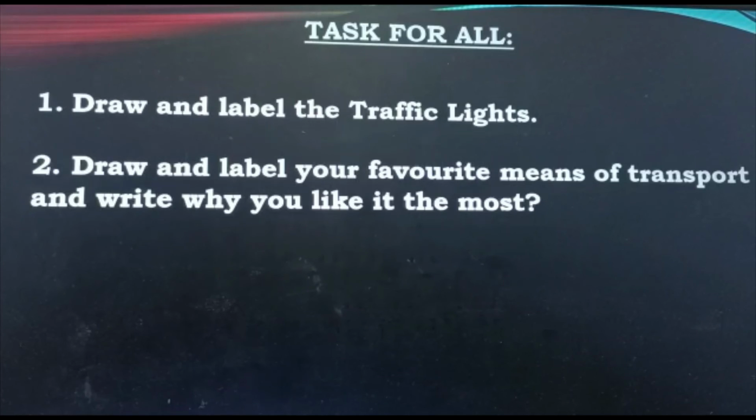Now I have a task for everyone, no choosing. First, draw and label the traffic lights. Second, and this is my favorite one, draw and label your favorite means of transport and write why you like it the most. At minimum, try to write 3 to 5 sentences. Minimum 3 and maximum 5. This is the task for all I want you all to do.